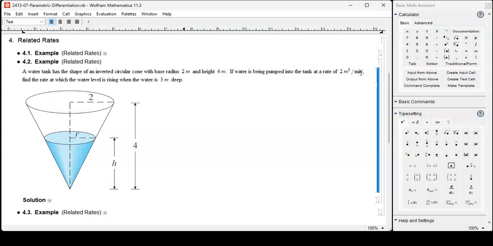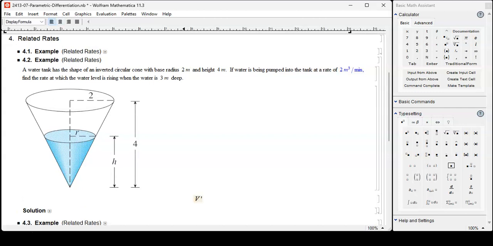The problem did not specify volume, but you should be able to see that this cubic meters is a unit of volume, and then this rate is the rate of change or rate of increase of volume. So you should get this. Okay, we got one.